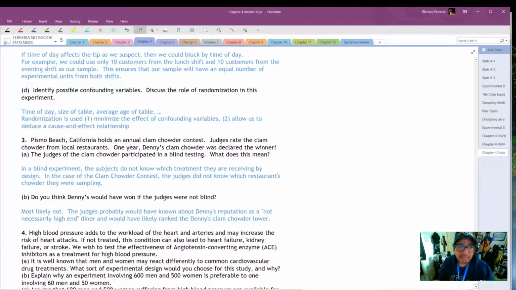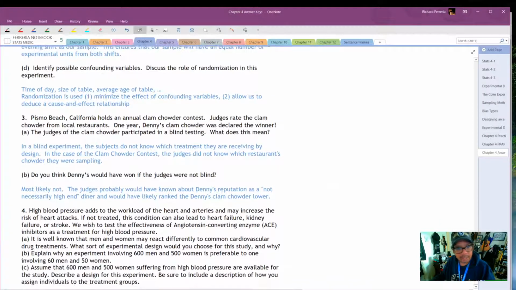Most likely not. The judges probably would have known about Denny's reputation as not really a high-end restaurant, and they probably would have judged Denny's clam chowder like it wasn't a high-end restaurant. So there would have been some prejudice there.